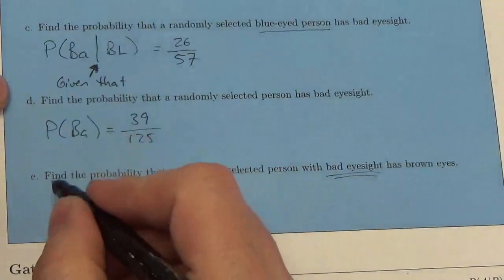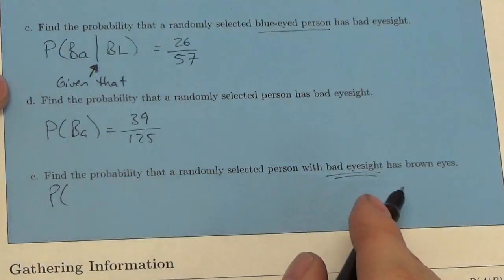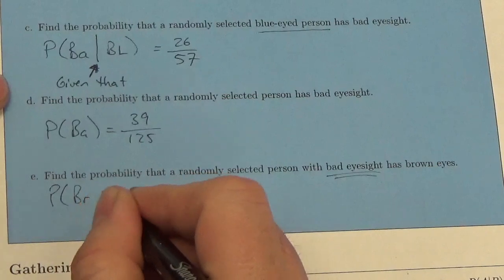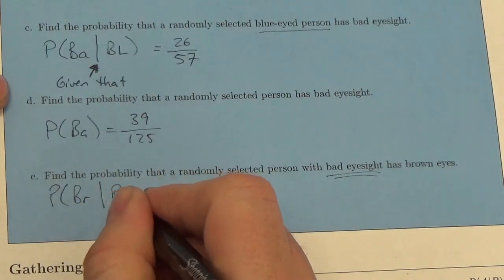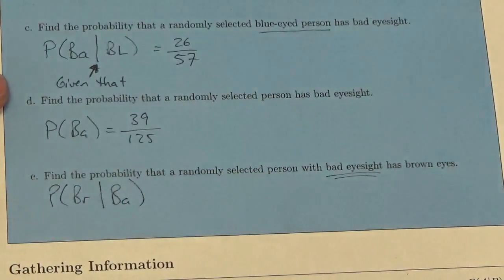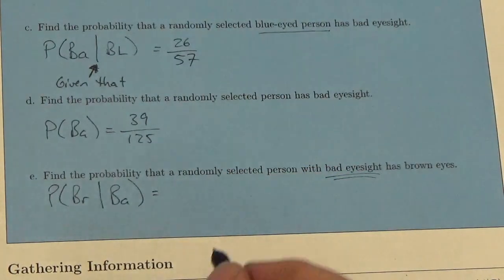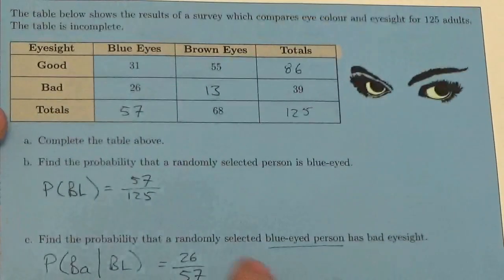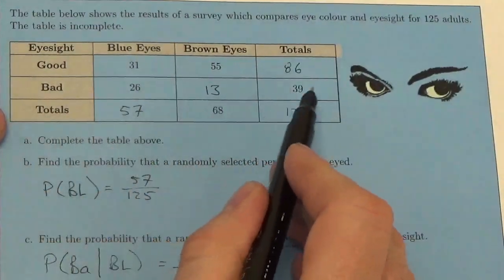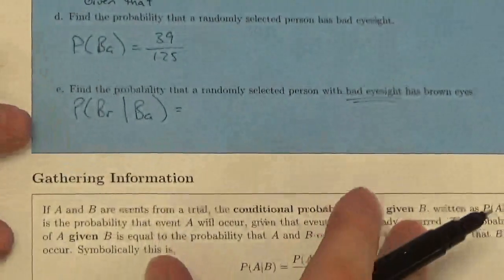So the way I write this is going to be the probability that someone has brown eyes given that they've got bad eyesight. And that is going to be, okay, we look up here, how many people have bad eyesight? 39.